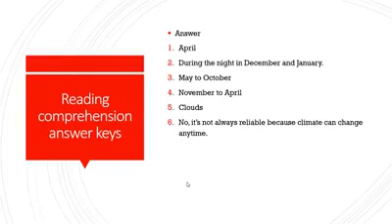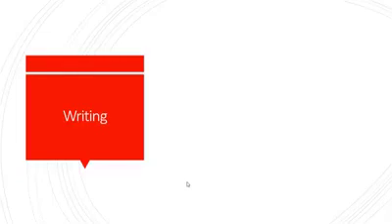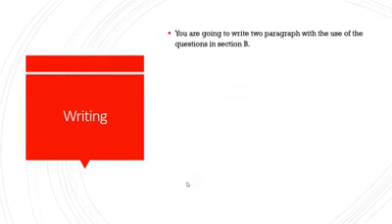Alright, everyone, after this reading comprehension, I have one job for you to do. It's a big job, it's a big task, and you need to do it. It's about the writing. If you go to your book on page 52, or I may say if you go to the next page in section B, you are going to write 2 paragraphs with the use of the questions in section B.